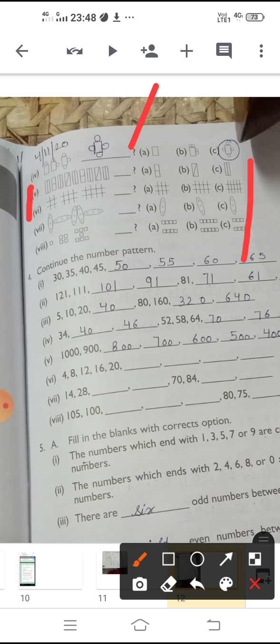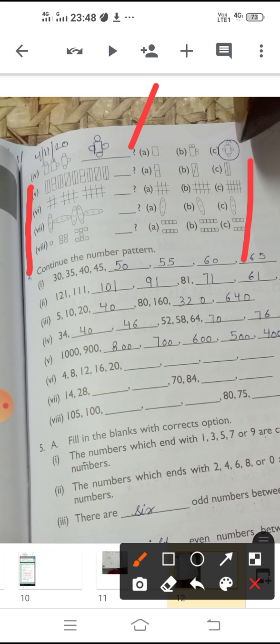Now come to next. Children, the rest of the 4 parts you will do on your own. You will choose a shape which will come next, and you have to draw that on the above blank, and you will circle from the above options. Understood? Now come to the next question.